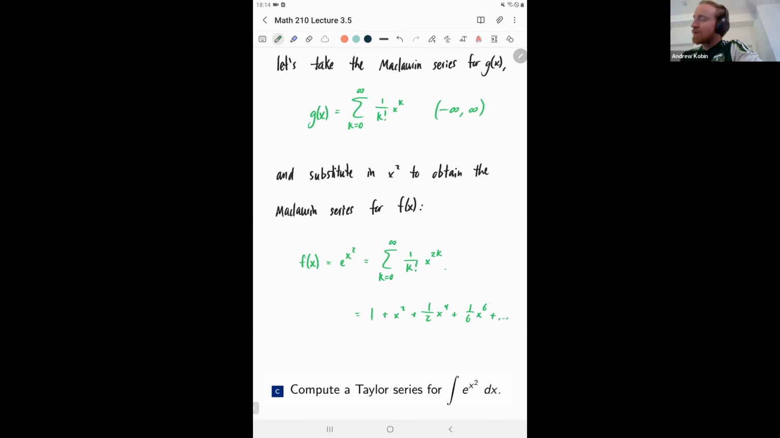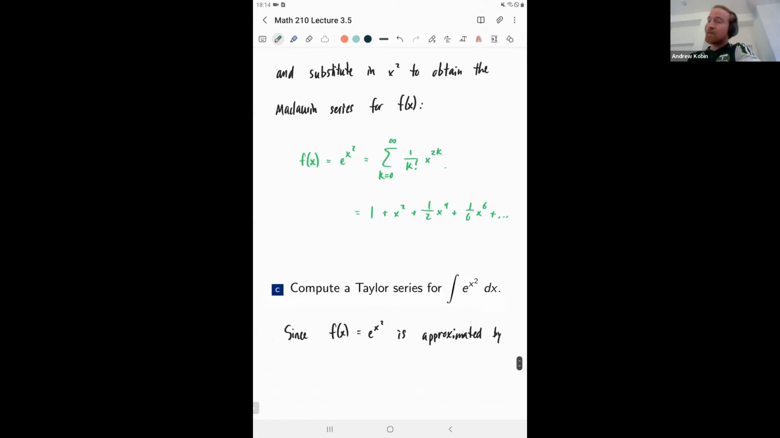This gives you a much faster way of doing that without having to compute any additional derivatives once you already know the e to the x expression. But we can still do more calculus on this expression. So now we have f of x, our e to the x squared Maclaurin series.